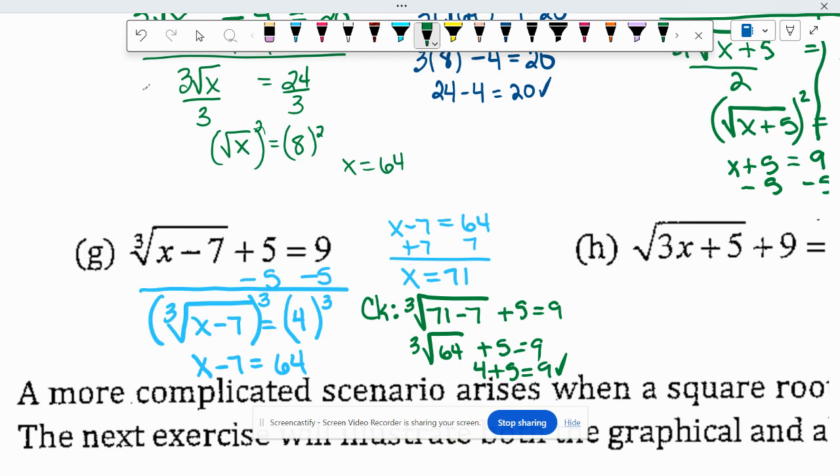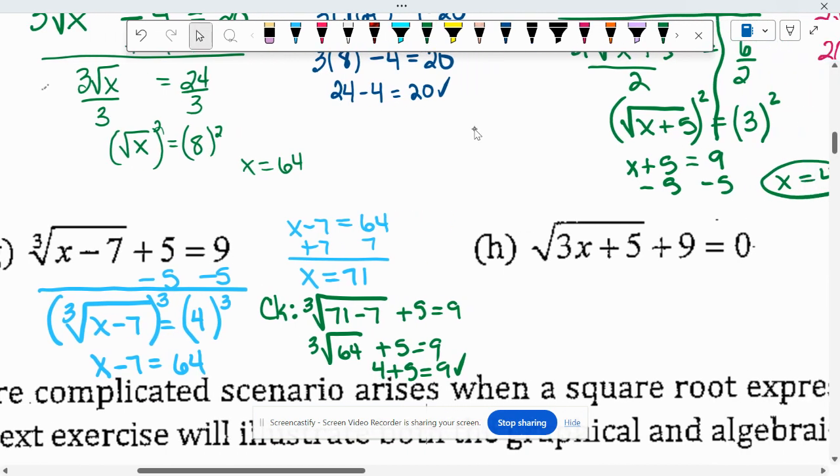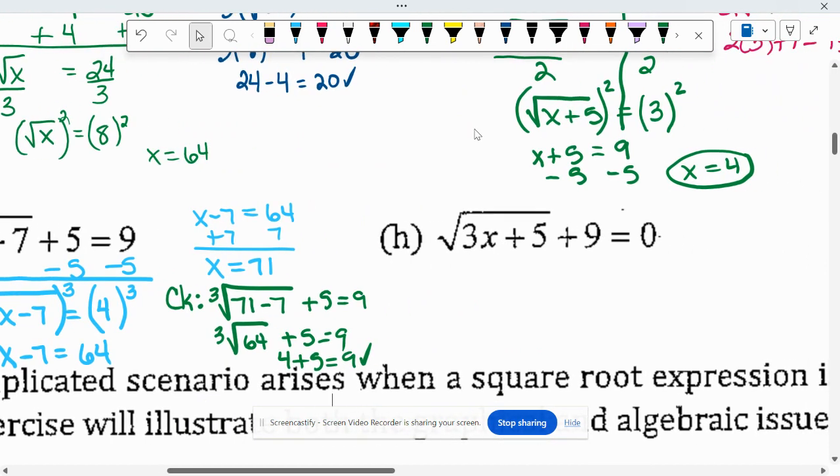4 plus 5 is 9. It checked out. It does check out. What about this next one? Subtract 9 from both sides. Okay.